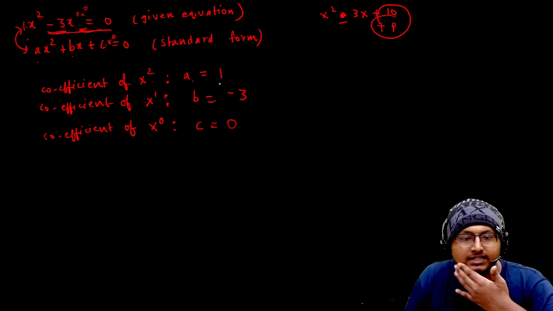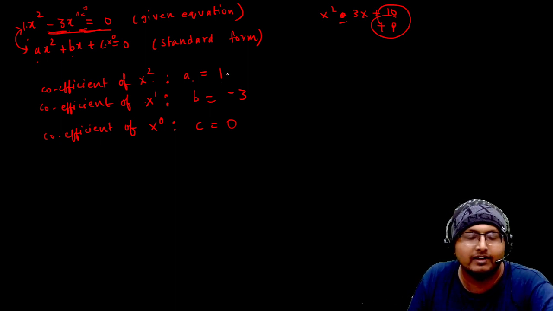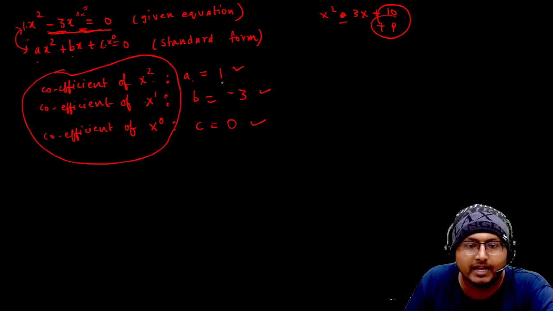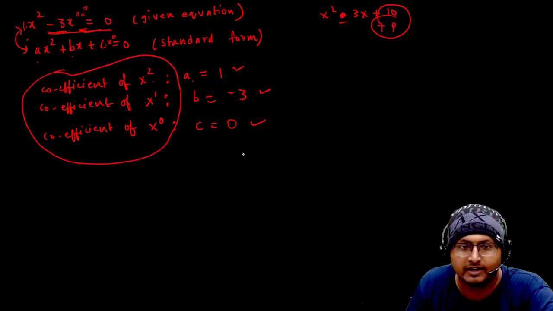Next, a equal to 1. So by comparing we'll get a equal to 1, b equal to minus 3, and c equal to 0. Next time you don't need to write this one. You have to start your problem with a equal to 1, b equal to minus 3, and c equal to 0, right? Okay, so that is the thing.